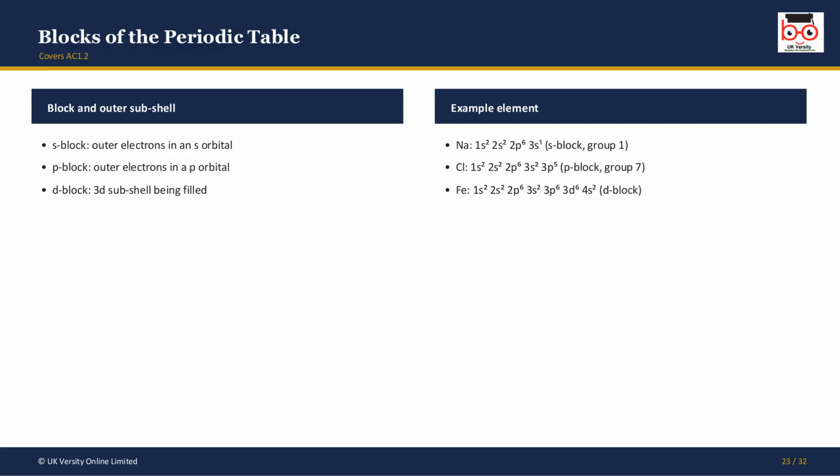In the s block, the outer electrons sit in an s orbital, like sodium, 1s2, 2s2, 2p6, 3s1, sitting in group 1. In the p block, the outer electrons are in a p orbital, like chlorine, ending 3s2, 3p5 in group 7. And in the d block, the 3d subshell is filling, like iron, which ends 3d6, 4s2. The outer electron arrangement places each element exactly where it belongs.